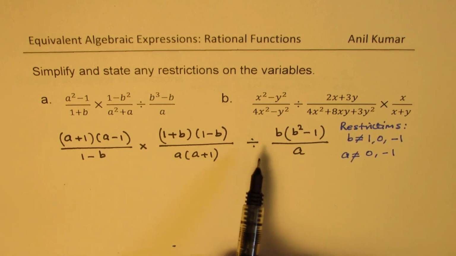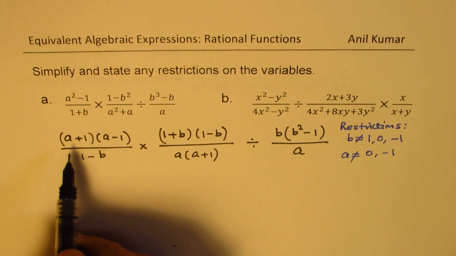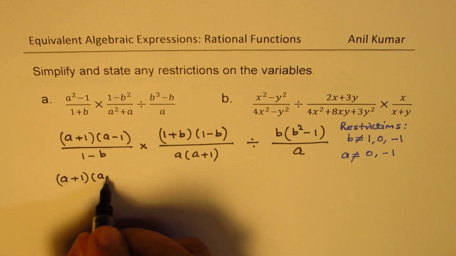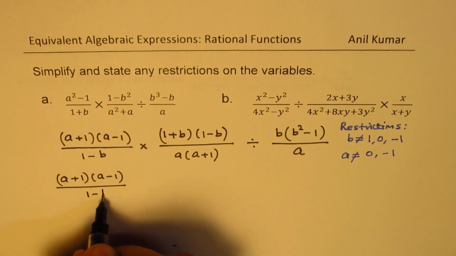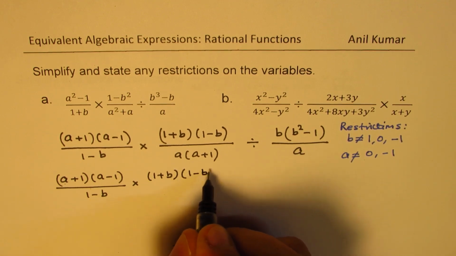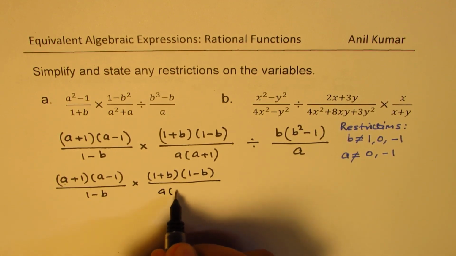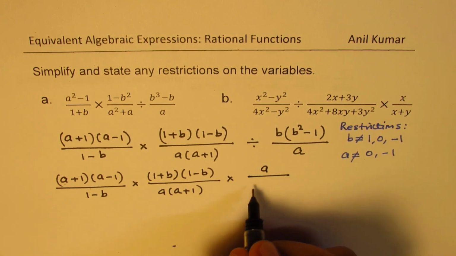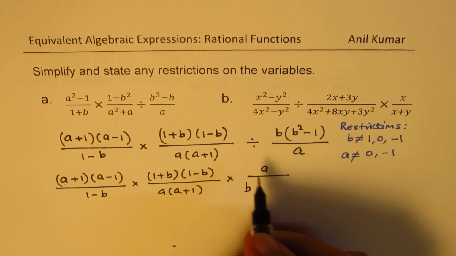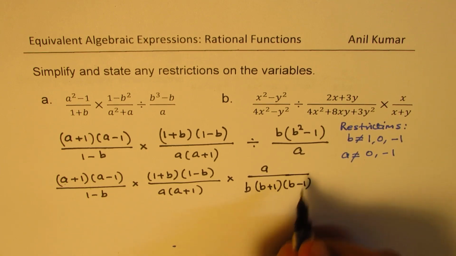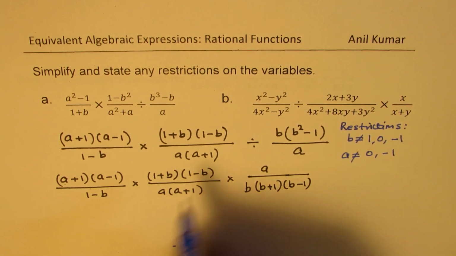Now, multiplication should be used for division. So we'll rewrite all this and then cancel the common factors. So what we get here is a plus 1 times a minus 1 over 1 minus b times 1 plus b times 1 minus b over a times a plus 1, multiplied by a over b. Now this can be factored and written as b plus 1 times b minus 1. Clear? Correct.